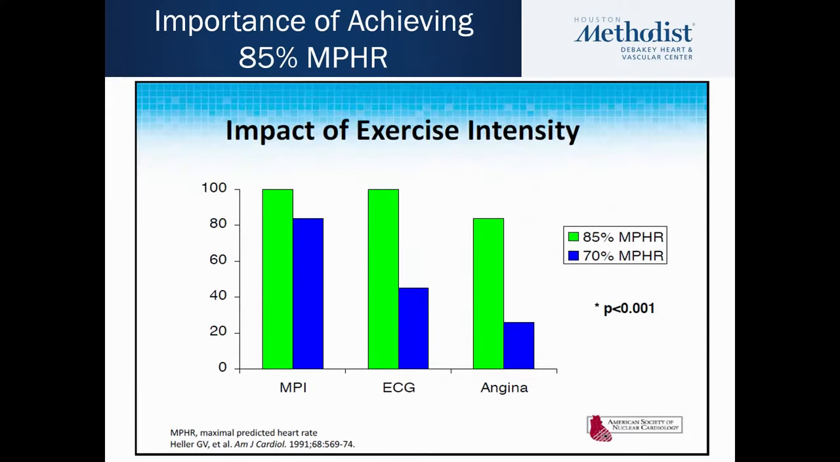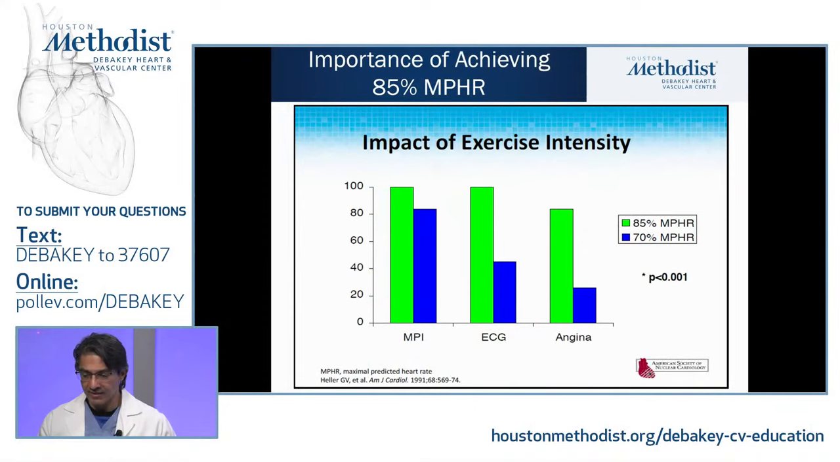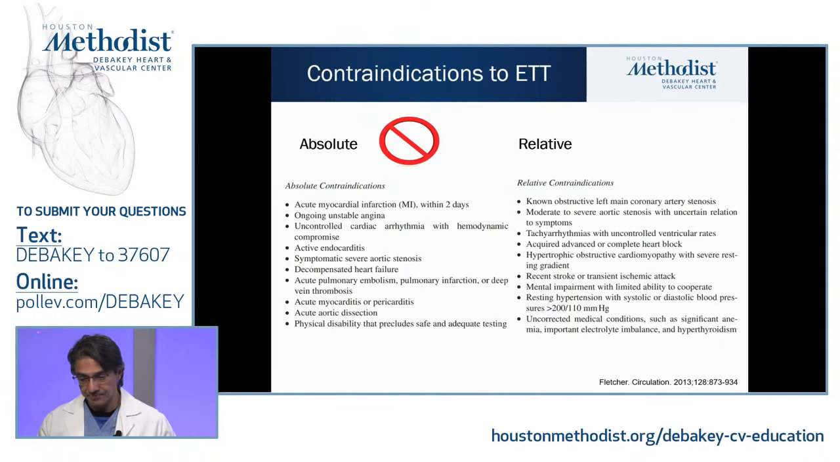Now, one thing I will mention for when you do an exercise treadmill test, it's very important to get the patient to 85% of their maximum predicted heart rate. This is a study showing you very nicely that if you do not, and in this particular case, only get them to 70% peak heart rate, you will underdiagnose ischemia by perfusion imaging. EKG may very well be normal, and the patient may not even have symptoms.